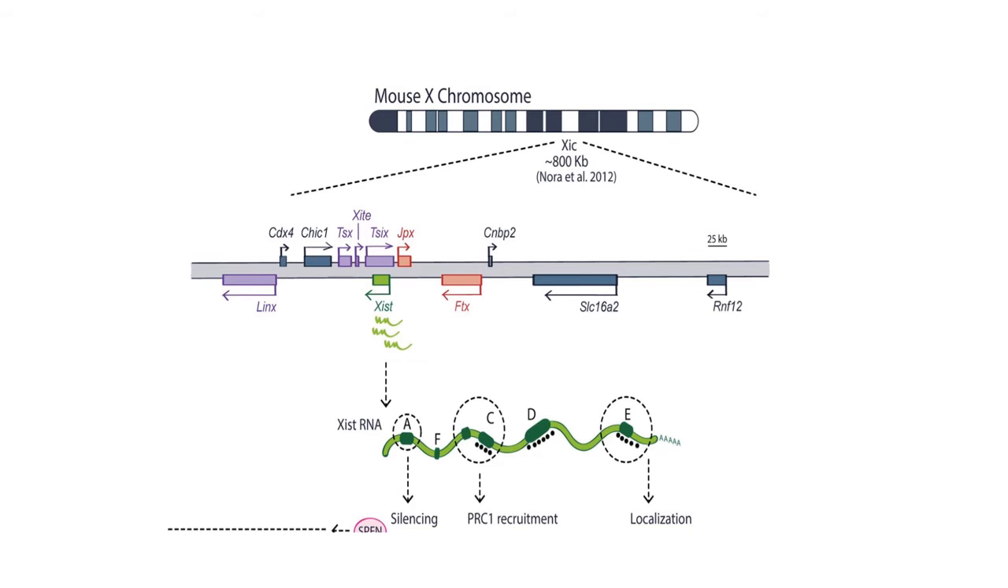Here's a picture of our mouse chromosome again with the X inactivation center. And at the bottom, we're showing the Xist RNA with some of those regions indicated. So for example, A is implicated in silencing, the BC region in PRC recruitment, and E in localization, just for example.